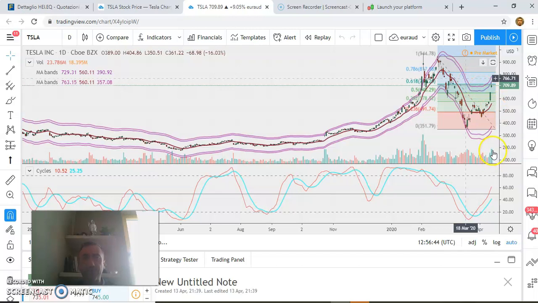Then we have to study the volumes. We want to see a huge increase in volumes, and then we will be waiting for a long black candle coming back or crossing below the MA bands. This is our setup. And as well, we want to see the three indexes strongly going down. Okay, guys.